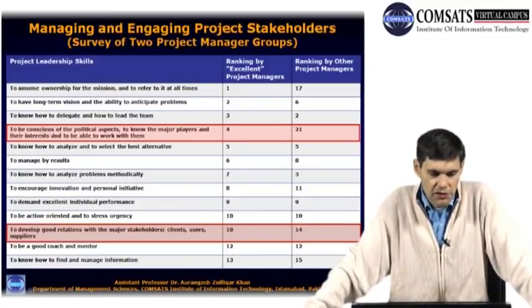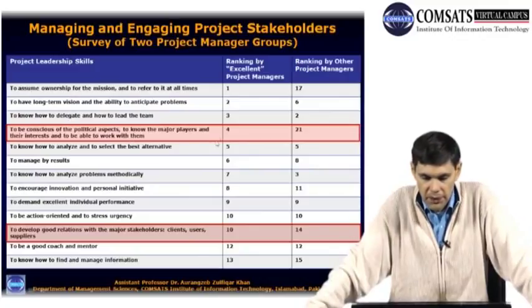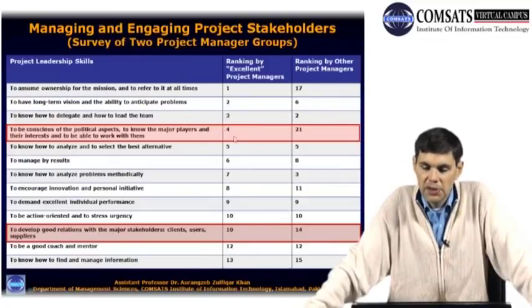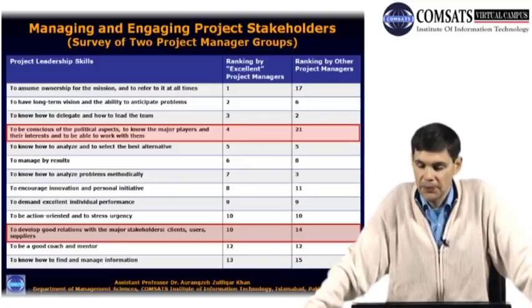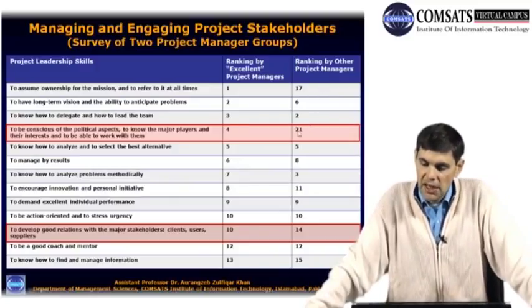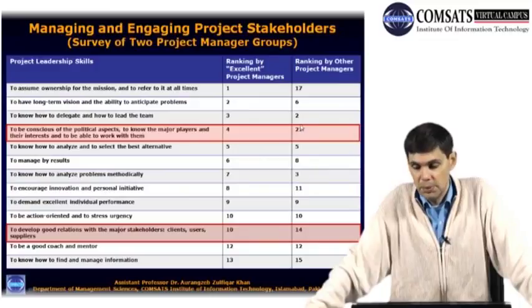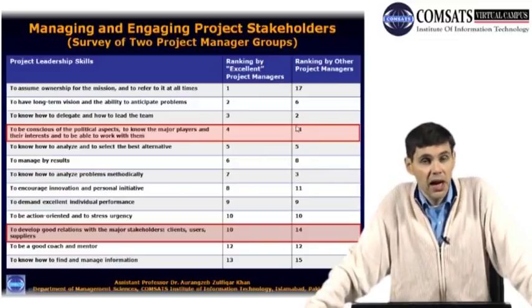Here, to be conscious of the political aspects, to know the major players and their interests, and to be able to work with them. It's again clearly stakeholder related. The major players, their interests, political aspects, they're all stakeholder related. The excellent project managers have given this the 4th position, meaning they consider this the 4th most important priority. The average project managers have given this the 21st position, meaning they don't rank it as very high. But the excellent ones, those whose projects are usually very successful, have ranked this 4th.